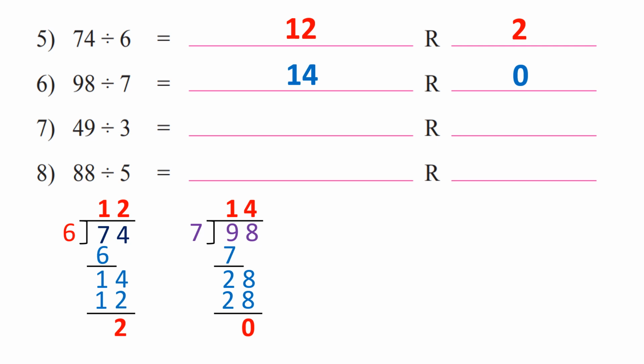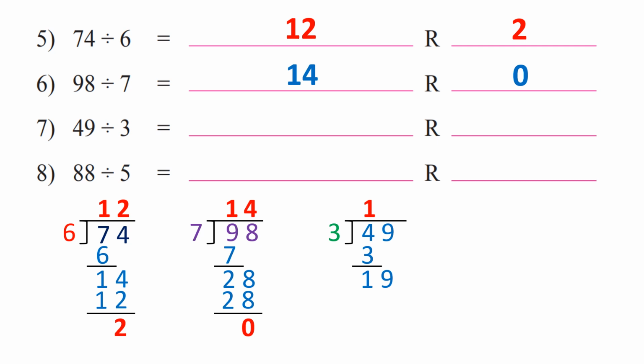The next number is number 7. 49 divided by 3. 4 divided by 3 is 1. 3 times 1 is 3. Next you subtract: 4 minus 3 is 1. Then bring down the next number, 9.